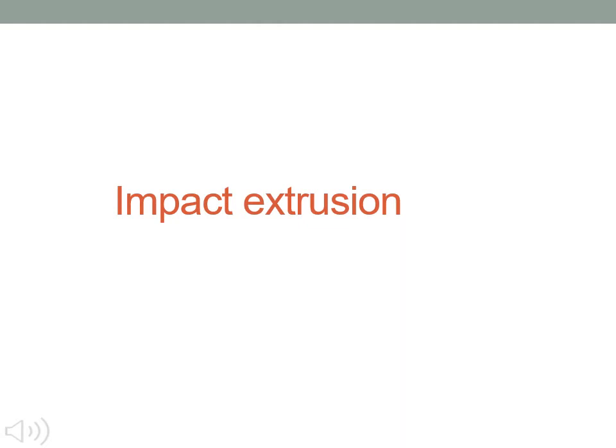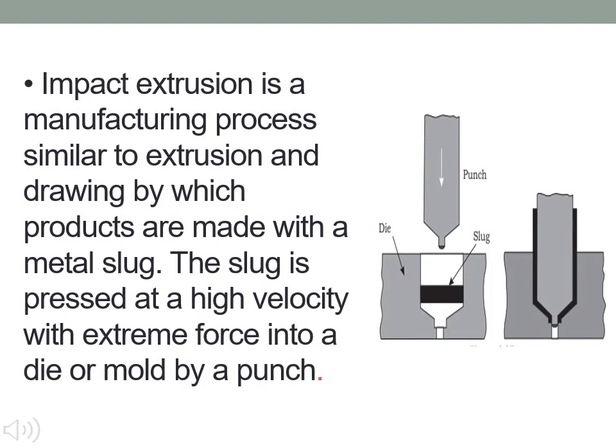Impact extrusion. Impact extrusion is a manufacturing process similar to extrusion and drawing by which products are made with a metal slug. The slug is pressed at a high velocity with extreme force into a die or a mold by a punch.